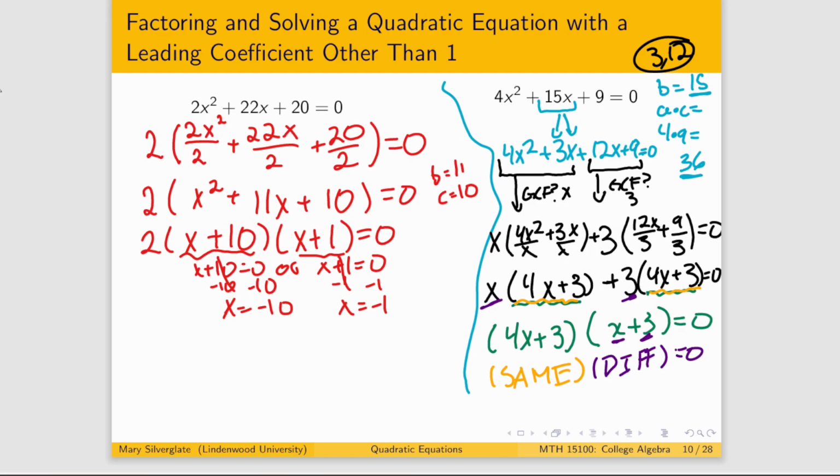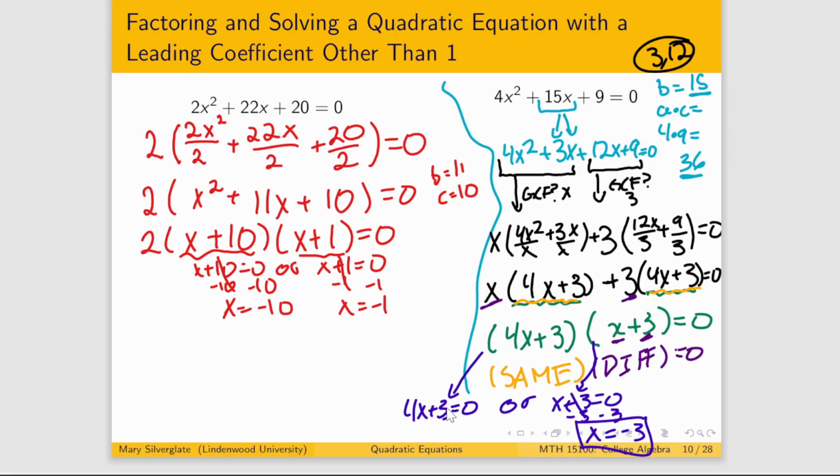The reason why we did this is we can now employ the zero product property. So we can say our two equations are that 4x plus 3 is equal to 0, or x plus 3 is equal to 0. I'm going to solve the easier one first. The only thing I need to undo with x plus 3 is adding 3. I undo that by subtracting 3. So x is equal to negative 3.